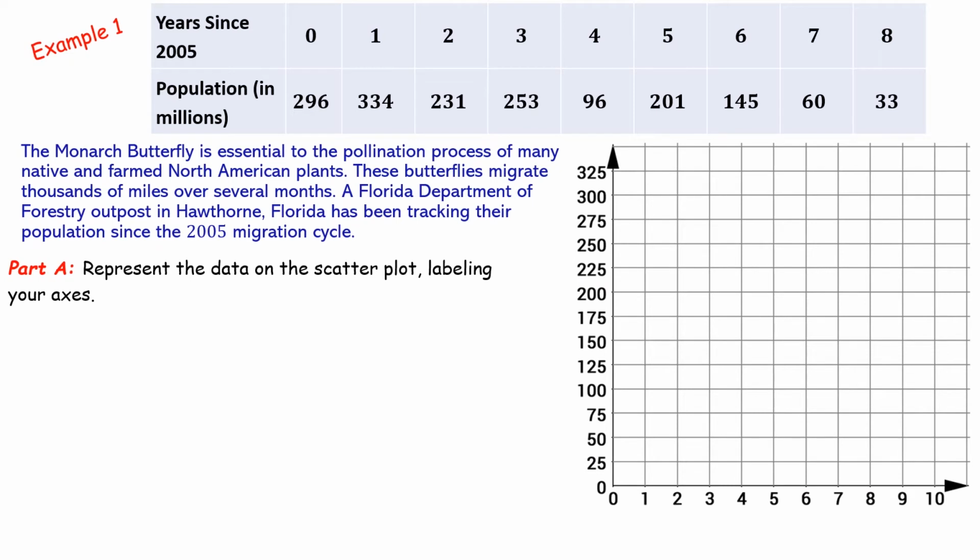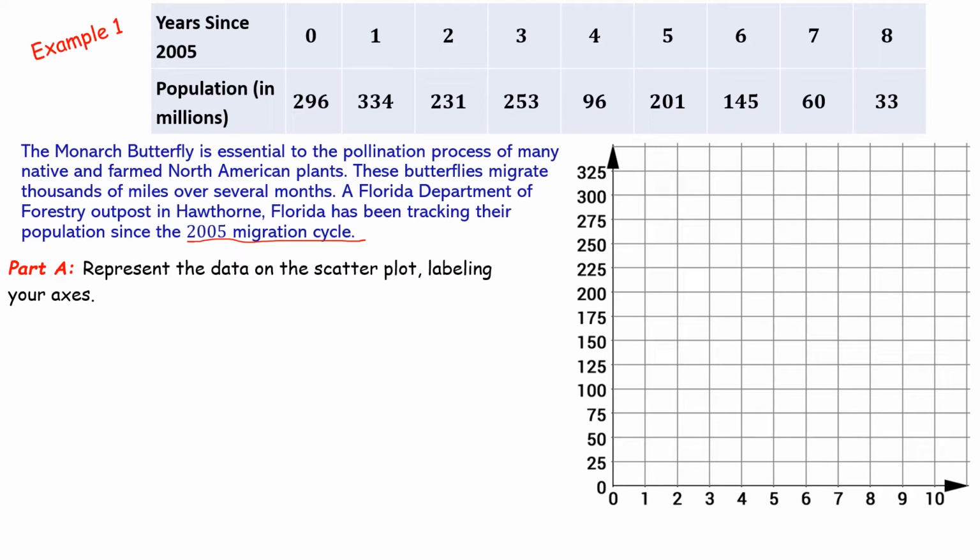Let's take a look at example 1 here. It says the monarch butterfly is essential to the pollination process of many native and farm North American plants. These butterflies migrate thousands of miles over several months. A Florida Department of Forestry outpost in Hawthorne, Florida, has been tracking their population since the 2005 migration cycle. I'm just going to underline 2005 because that is the starting point when they started to track this data here.